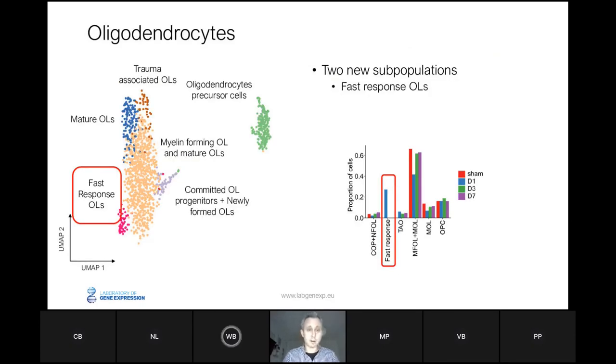So with the oligodendrocytes, excuse me, we're running out of time. If you can, yeah, I will do it quickly.